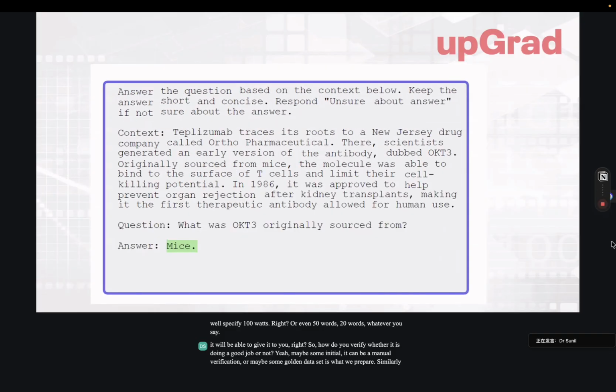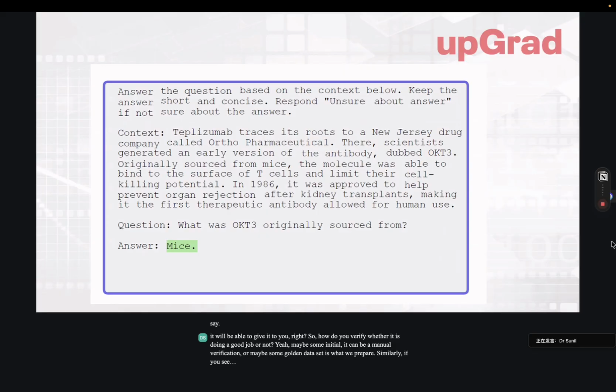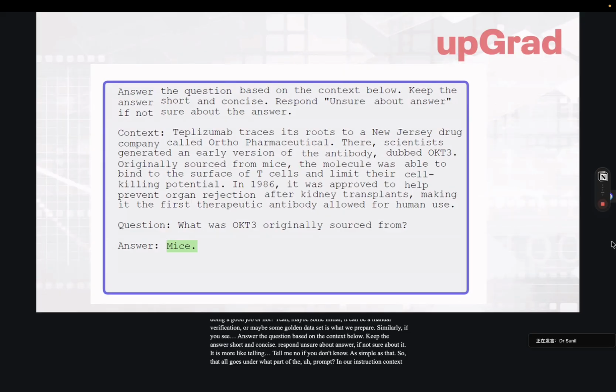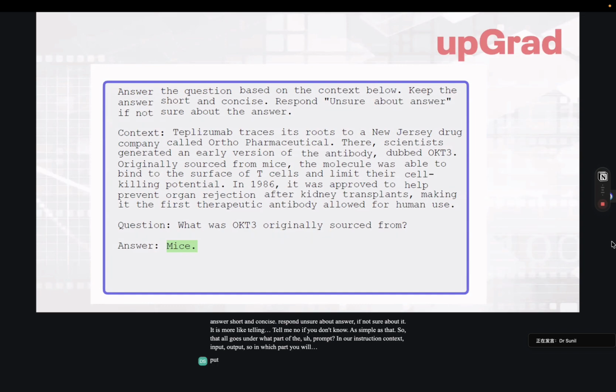Similarly, if you see, answer the question based on the context below, keep the answer short and concise. Respond unsure about answer if not sure about it. It is more like telling, tell me no if you don't know. As simple as that. So that all goes under what part of the prompt? In our instruction, context, input, output. So in which part will you put that particular part?